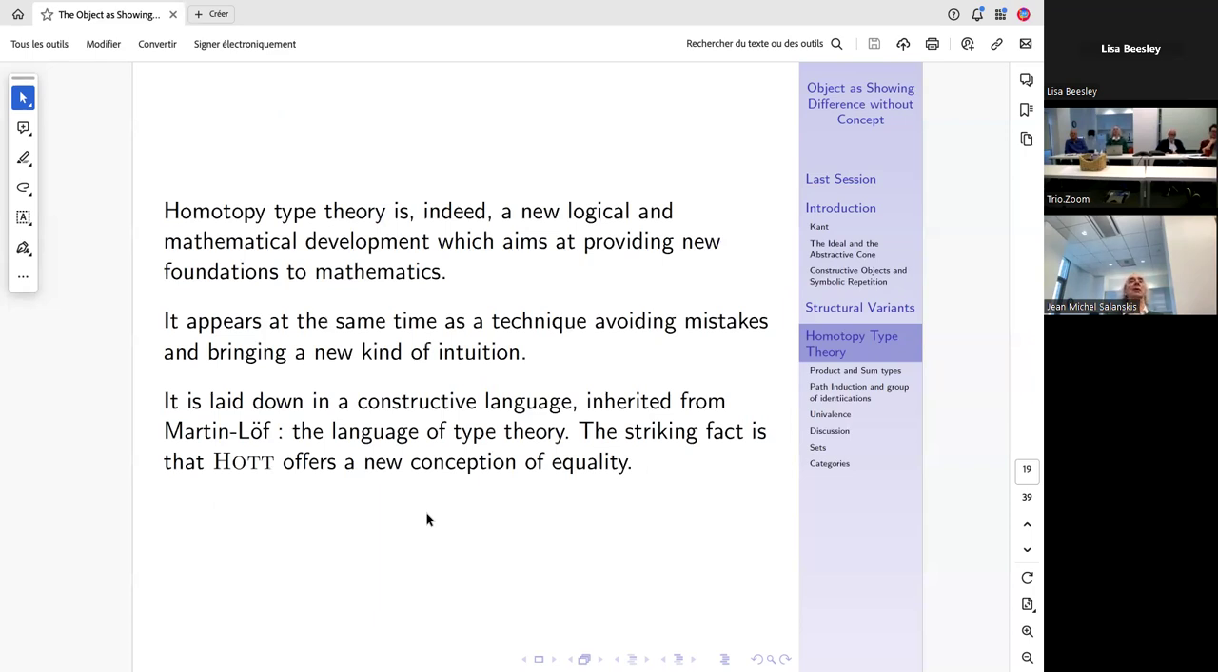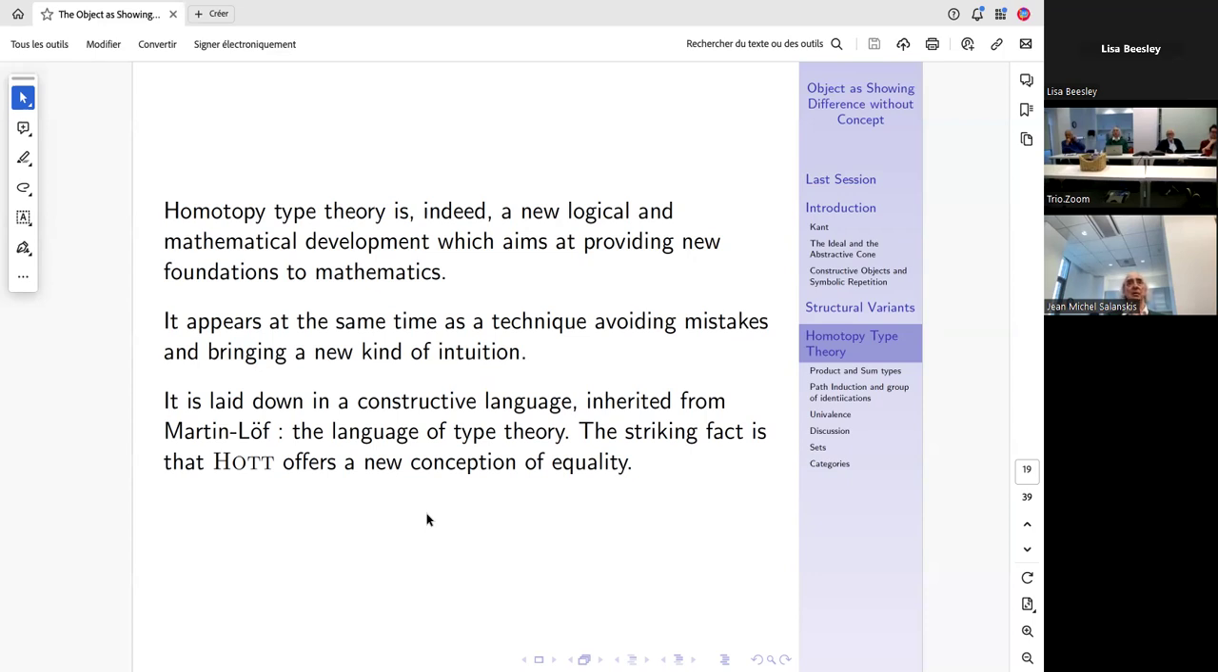So homotopy type theory aims at providing new foundations to mathematics. And from what I heard, Voevodsky thought that it could avoid mistakes. If we work with homotopy type theory, we are not going to be able to make mistakes anymore. And it is laid down in a constructive language inherited from Martin-Löf, the language of type theory, of dependent type theory.